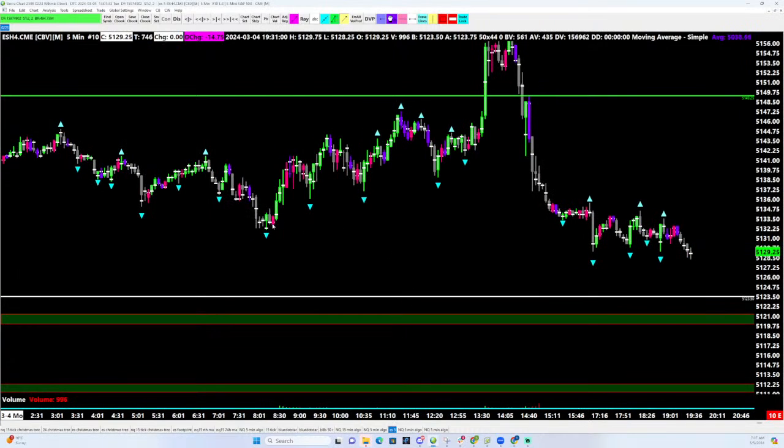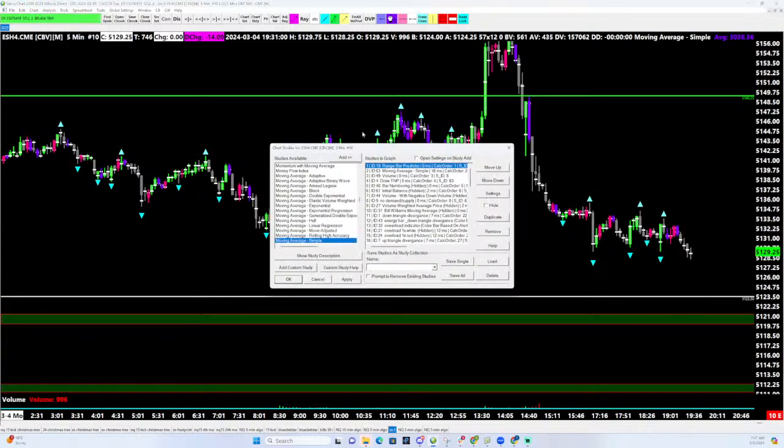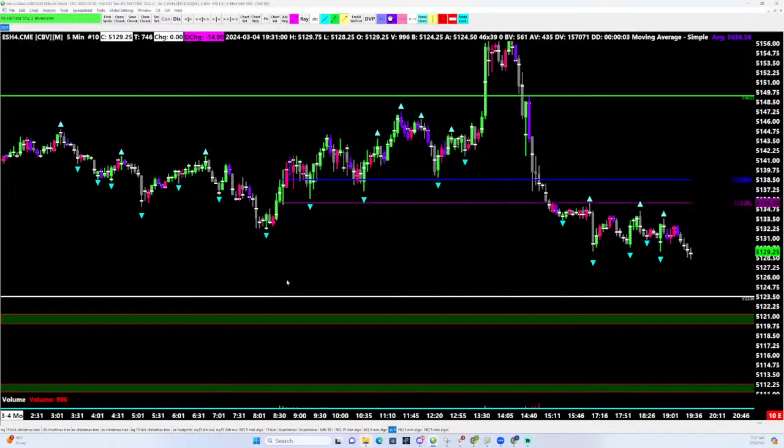The IB is not on here, and I do not know why, so we're going to add it. Studies. Okay, so this is the first 5 minutes from yesterday, and you can see we do get an orthodox close above on ES right here.